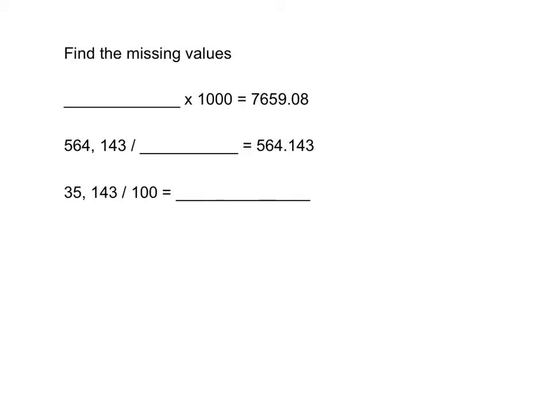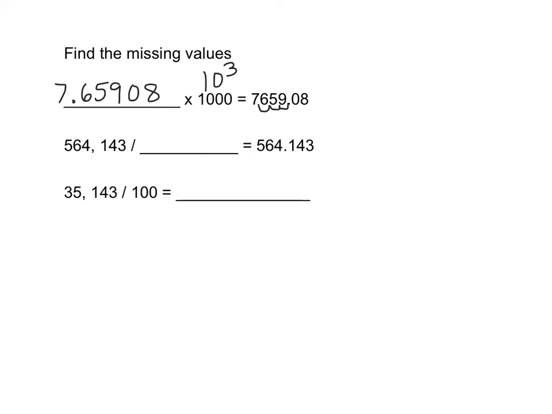Now what happens if we are missing, say, a first value? So if you know 1,000 is really the same as 10 to the third, we know we're multiplying. Well, if you think about it, remember multiplying is the opposite of division. So if in the end we had moved our decimal point 3 spaces to the right, to figure out what we started with, we're going to go backwards and move it 3 spaces to the left. So here our missing value would be 7.65908. So why don't you try and pause the video and try the 2 division ones on your own first.